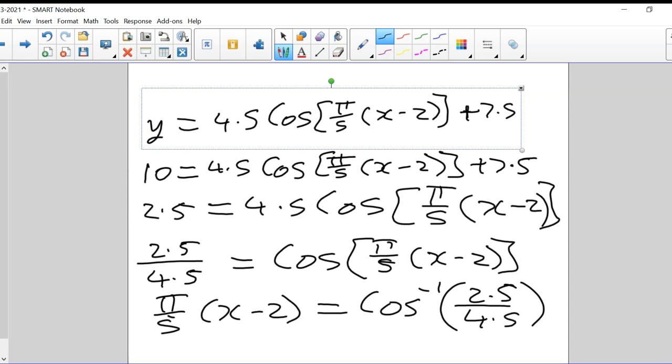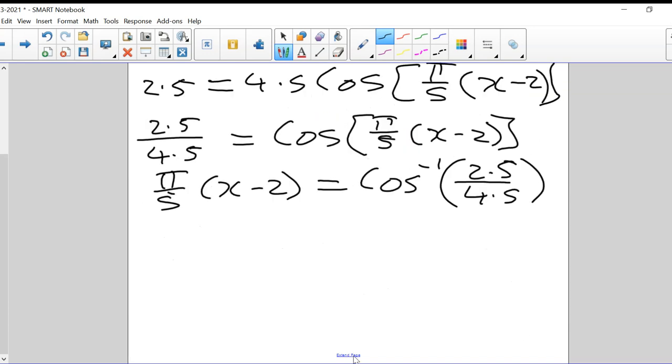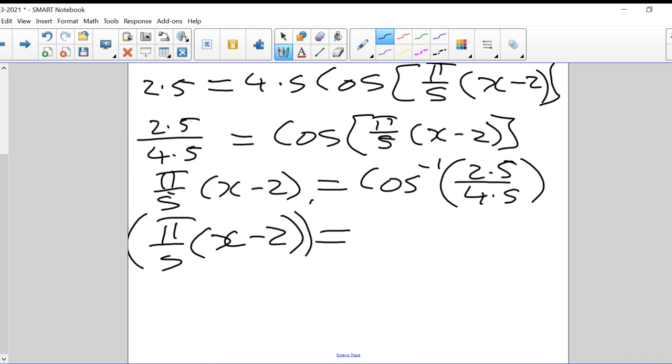Okay, so that's what we need to do. Cosine to the minus 1 of that. Let's go ahead and get that on our calculators now. What's the cosine to the minus 1 of 2.5 over 4.5? And of course, we need to figure out what quadrants they go in and all that good stuff. So this stuff over here, the pi over 5 (x minus 2), is going to be equal to whatever this number is. And we can call this prime for now, because we don't know what quadrants they're going to be in yet.